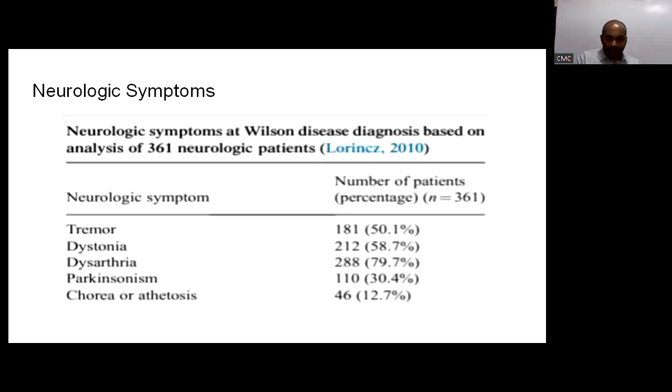This is one of the studies done in 2010 showing the percentage of presenting neurological symptoms: tremor 50%, dystonia 58%, dysarthria 79%, Parkinsonism 30%, chorea 12%.